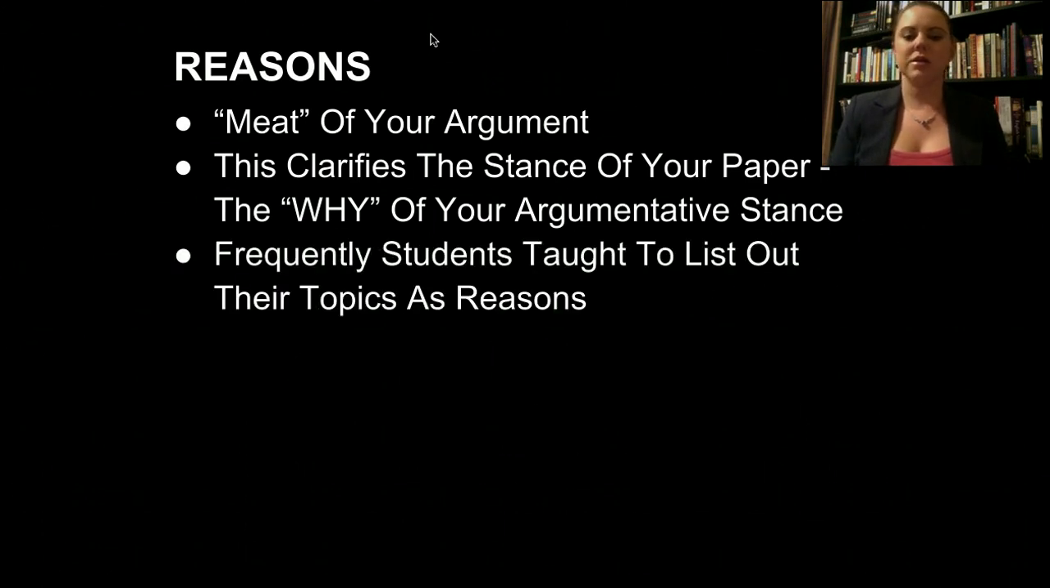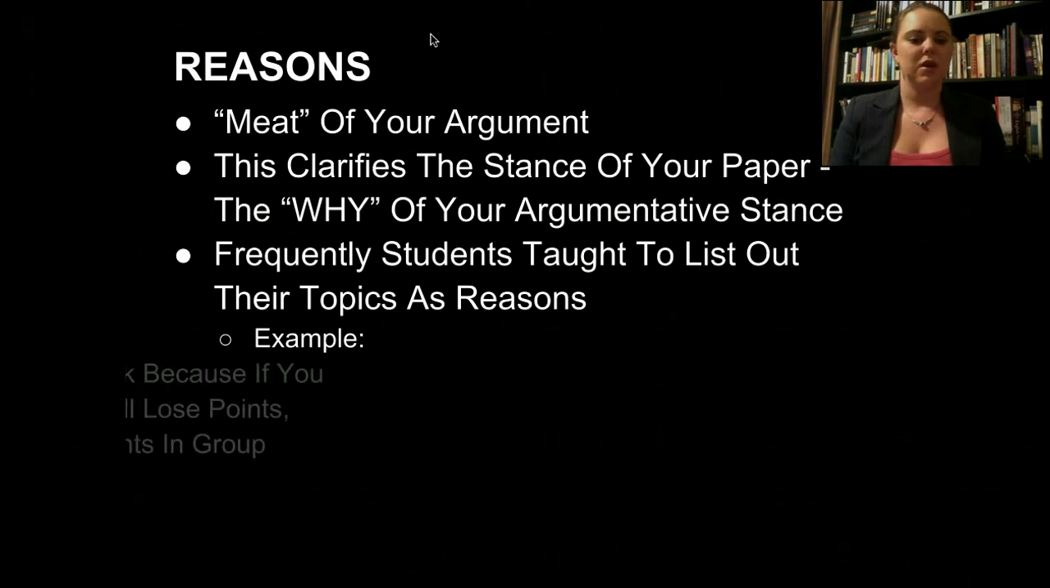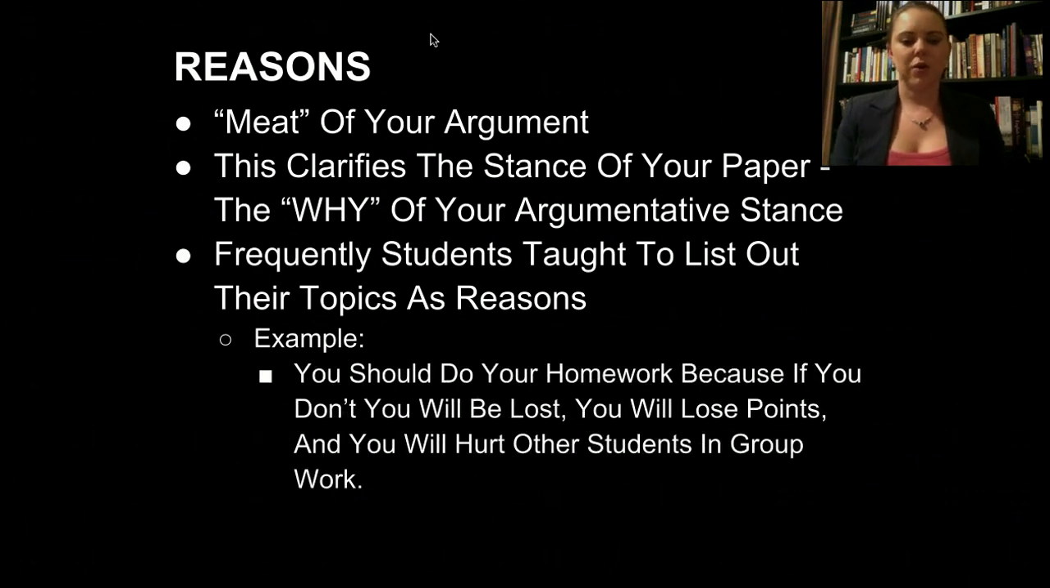Frequently, students are taught to list out their topics as reasons. So in a paper, we have our thesis statement, that is the argument of the whole paper, and then we have the building blocks of the paper, which are our topic arguments. And so students will frequently list out those topic arguments. So here's an example. You should do your homework because if you don't, you will be lost, you will lose points, and you will hurt other students in group work. Okay, sound familiar? We're frequently taught to do this in elementary or high school and sometimes in the lower level college classes.